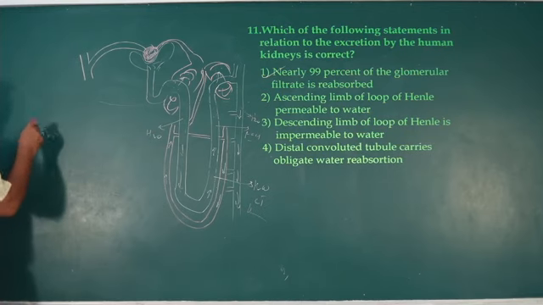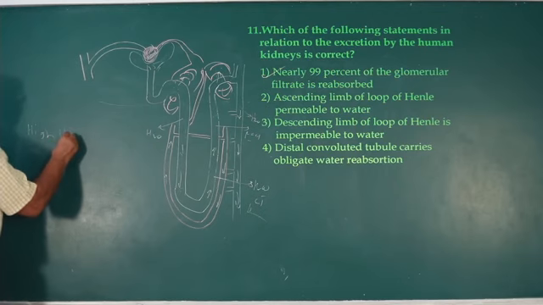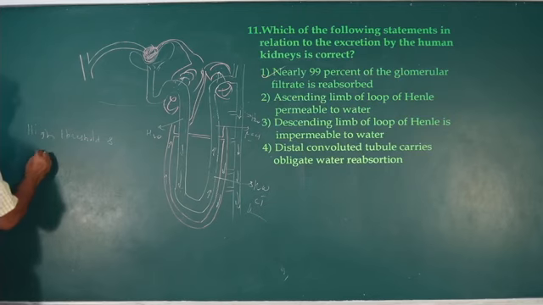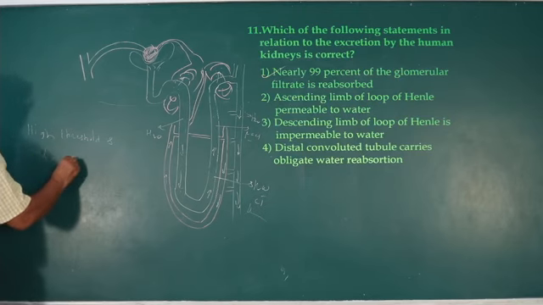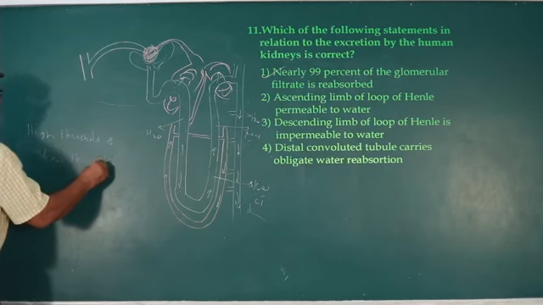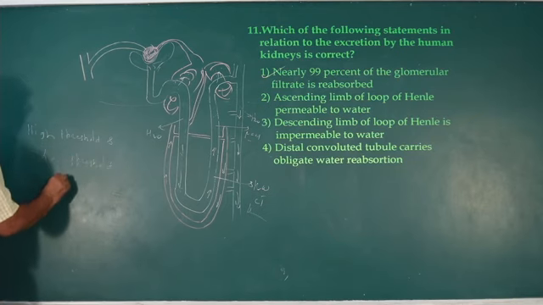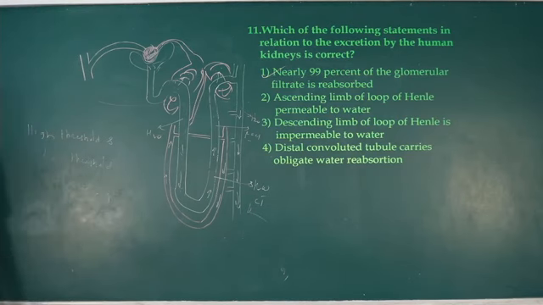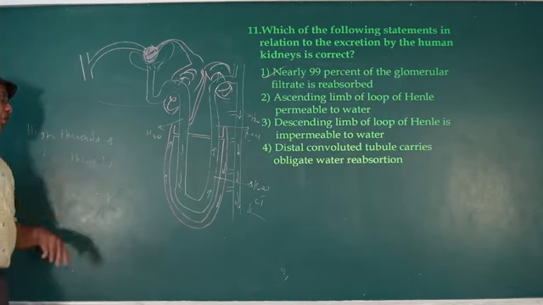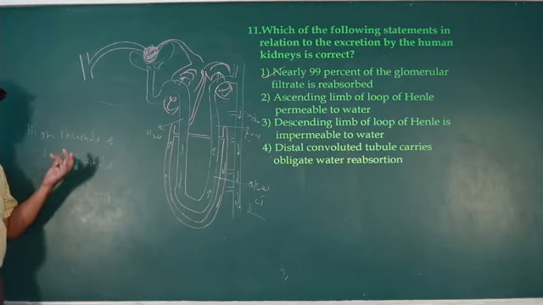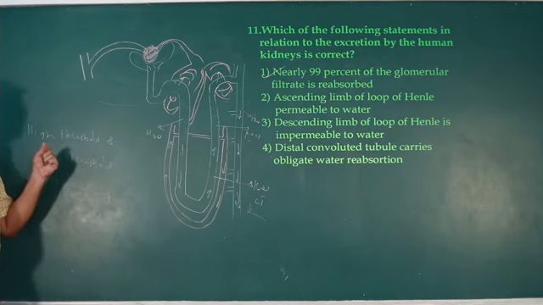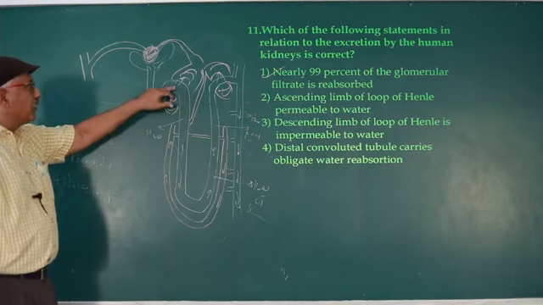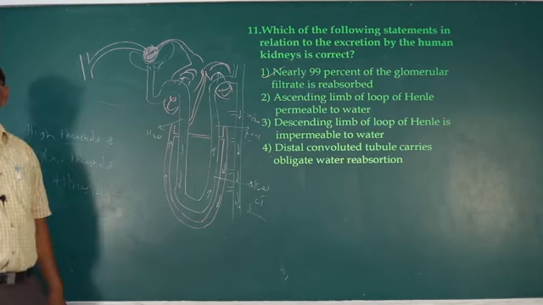Primary urine contains three types of substances: high threshold substances, low threshold substances, and a threshold substances. High threshold substances are essential, like glucose, amino acids, fatty acids, so some nutrients. All high threshold substances, while passing through the lumen of PCT, are reabsorbed into the peritubular network.